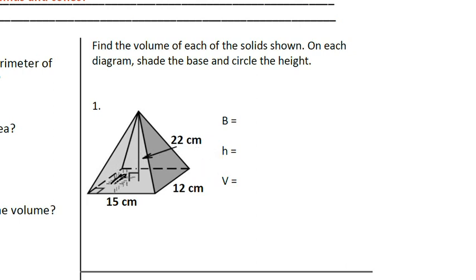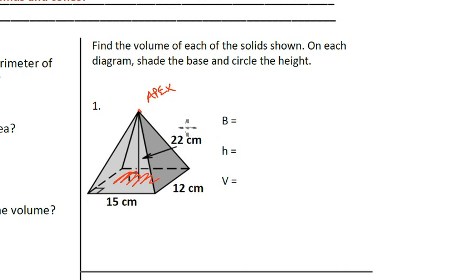The base is the one face of the shape that doesn't touch the apex. So if that's our apex right there, the only face that doesn't touch the apex is the base, or the bottom, in this case, of the pyramid. But it doesn't need to be on the bottom. This pyramid could be upside down. Just realize the base is the only face that doesn't touch the apex point.